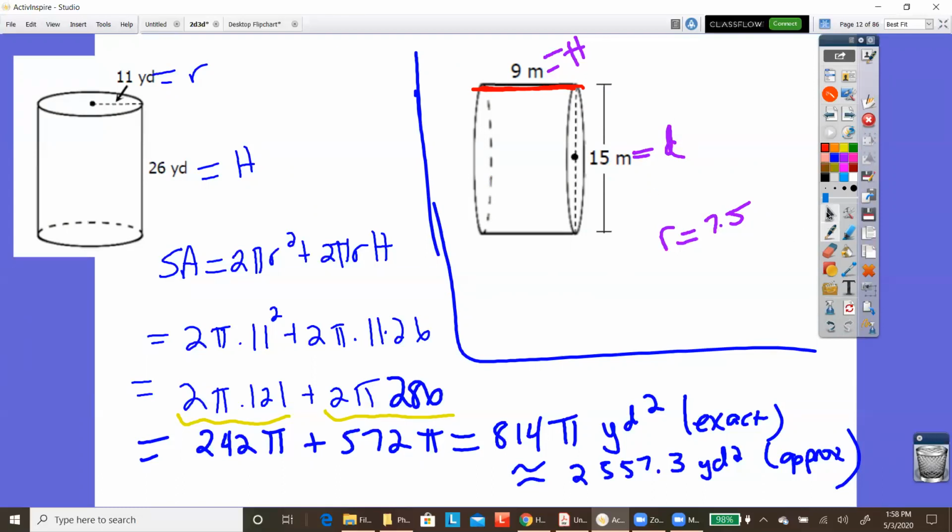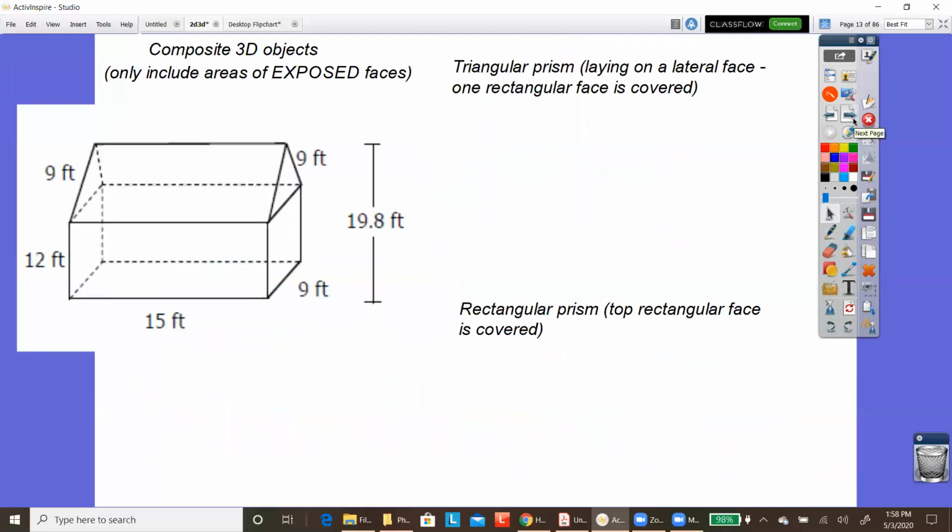Another thing you're going to be dealing with in tonight's homework is composite 3D shapes. That means two shapes put together. This composite object is basically two prisms put together, a rectangular prism on the bottom and then a triangular prism on the top, laying on a lateral face. Now, when you do surface area, you would only do the surface area of what is exposed. If something is covered by something else, then you would not include it in your surface area calculations.